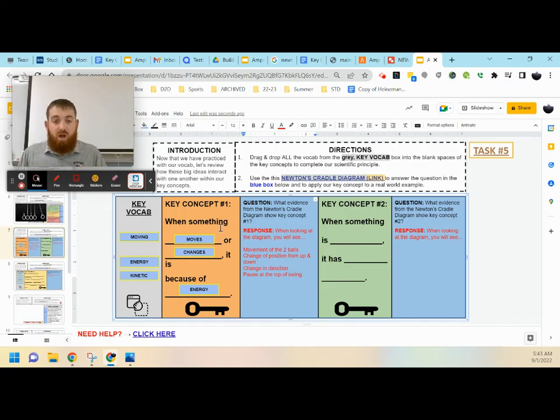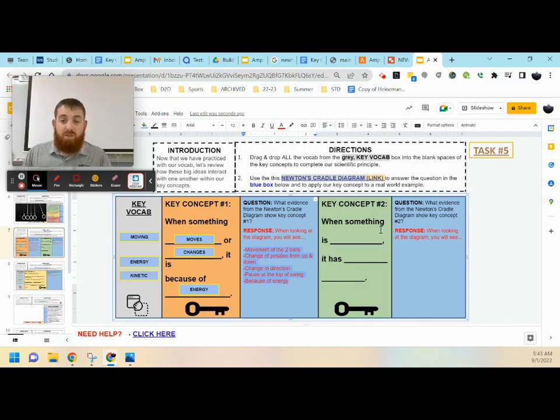Notice these are all different bits of evidence that talk about a few things. They talk about moving, changing, and as always, we can talk about how this is because of energy. So there's a lot of evidence going on here, and I'm literally using the vocab words and the words themselves to help me describe that. That's how we use our key concept and how we find evidence in the diagram.